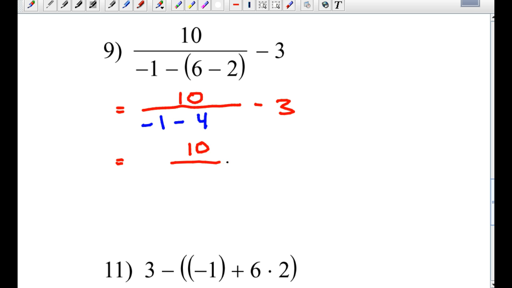10 over... Spend $1, spend $4 more. -1 minus 4. -5. Spend $5. Don't forget to bring down -3. Remember, these have to be equal to each other. You can't have a -3 here and not here, because now it's not the same thing. And then keep going. Division and subtraction. Do division first. 10 divided by -5 is -2. Bring down the -3. Spend $2, spend $3. You spent 5 altogether.